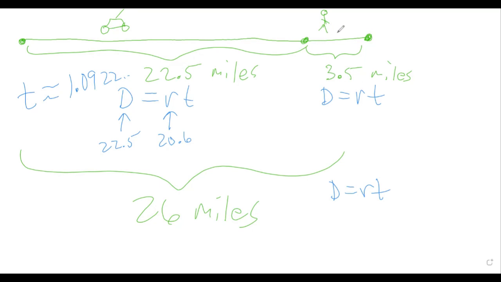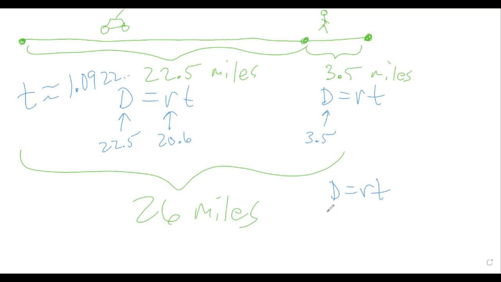Now, over here for the person, we know that 3.5 goes in for the distance. Do we know how fast they're running? That's the goal. Do we know the time? We don't know that either. So forget about the running part. Go to the end, go to the finish line.